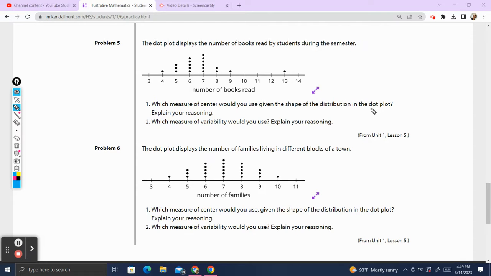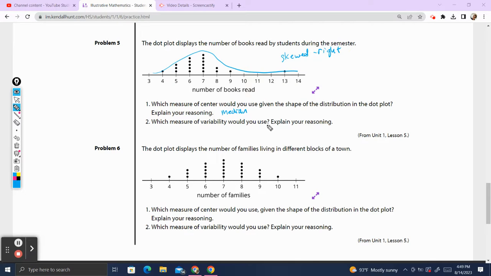Explain your reasoning. Well, let me go ahead and see what's happening with my dot plot. I see that there's a little bit of a tail. So I'm going to say this is skewed. The tail is on the right side, so it's skewed to the right. Now, you should have learned from your lessons, when you have a skewed distribution, it tends to pull the mean to the right, because this 13 is going to change the data and pull it to the right. So because the mean is going to be skewed to the right, I would like to use the median as a measure of center, because I feel like the median is going to give me a better sense of where the center of the data is.